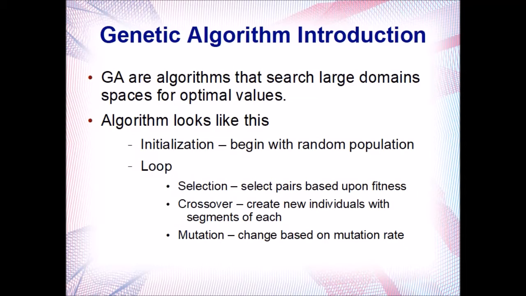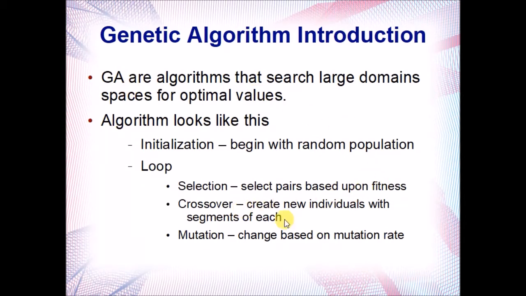So this video assumes you know what a genetic algorithm is. If not, you might want to check out some other videos on YouTube describing what they are. But here's kind of a brief overview. A genetic algorithm is a computer programming algorithm that searches large domain spaces for optimal values. The algorithm basically begins with an initialization phase where it randomly selects some number of possible answers called the population, and then it loops through, sometimes hundreds or thousands of times, through three functions. The first one is selection, where it selects pairs of possible answers based on how well they solve the problem, which is called fitness.